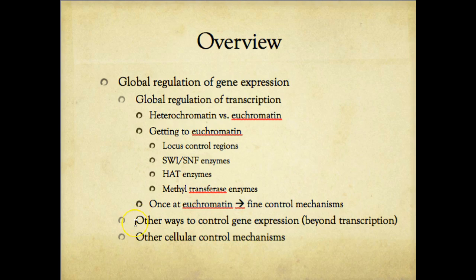Then we will move on to talk about other ways that a cell can control gene expression outside of transcription. So the things that happen after a transcript is formed, an mRNA is formed, all the way through to when a protein is formed, the steps that a cell can take to regulate that process. And then finally we'll touch on a couple of the cellular control mechanisms that exist that impact gene expression.